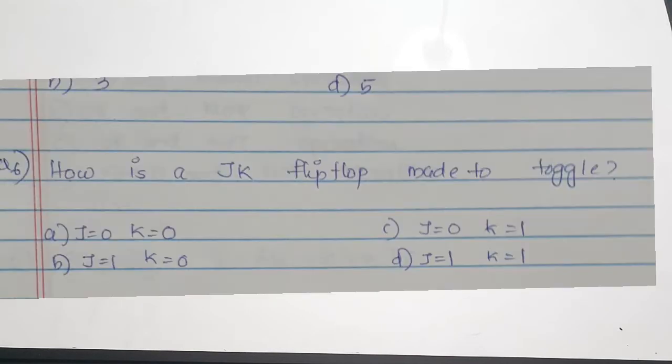The 6th question is from flip-flops, and it is from the JK flip-flop section. How is the JK flip-flop made to toggle? Now, in order to answer this question, you should be familiar with the truth table of a JK flip-flop. We have done a very detailed video on flip-flops. It is in the digital electronics playlist. You can watch it for your reference.